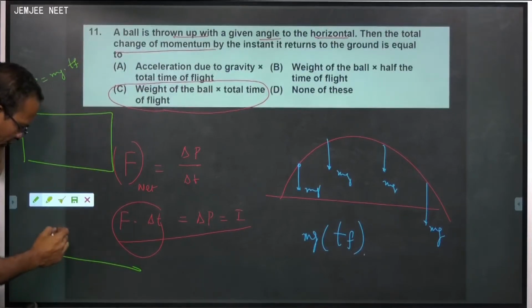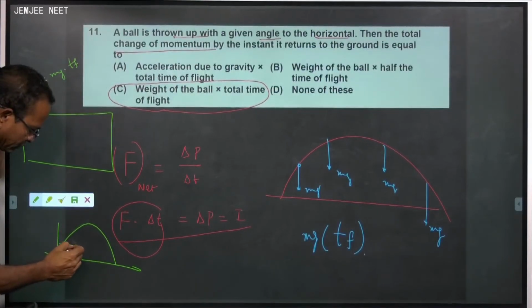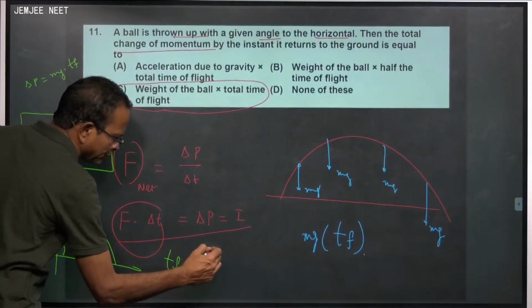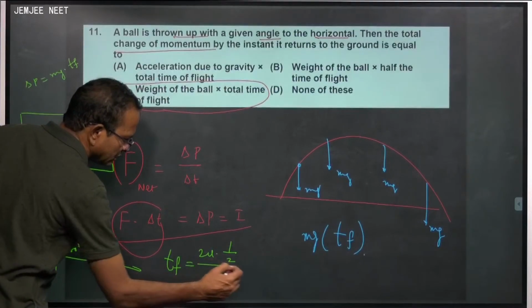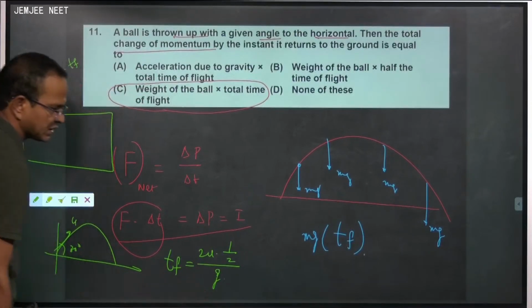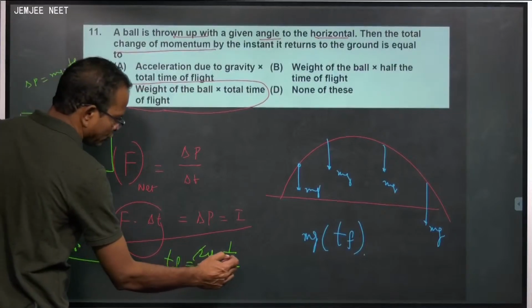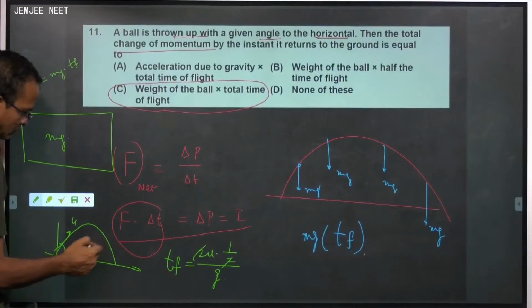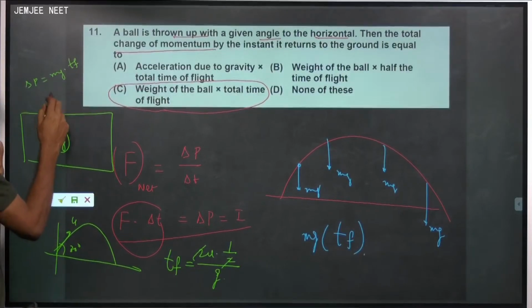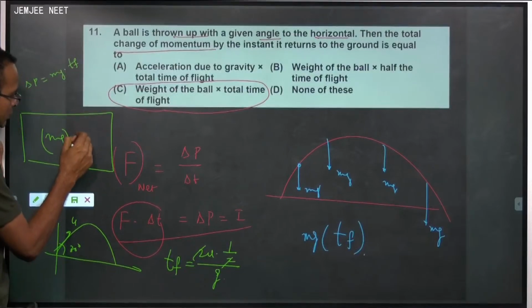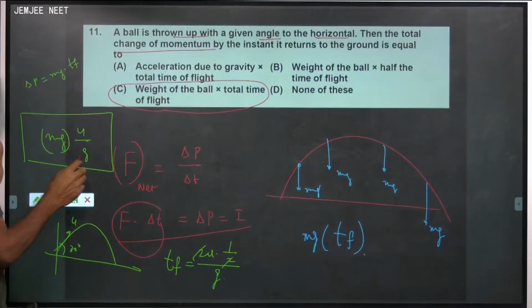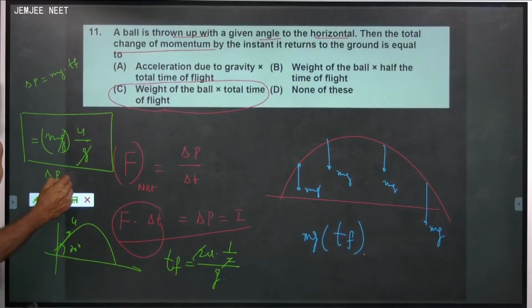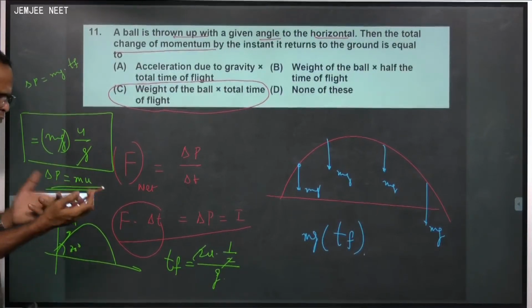They clearly gave 30 degrees and gave u. What's the time of flight? 2u sin theta by g. So u by g is the time of flight. mg, that's the weight, the force, into time of flight. What is the time of flight? u by g. Yes, sir. u by g, g cancels. What is the change in momentum? mu. That is what we found as well.